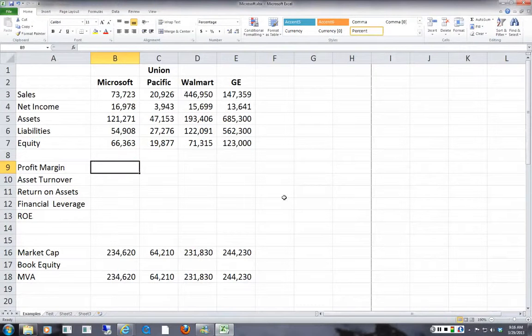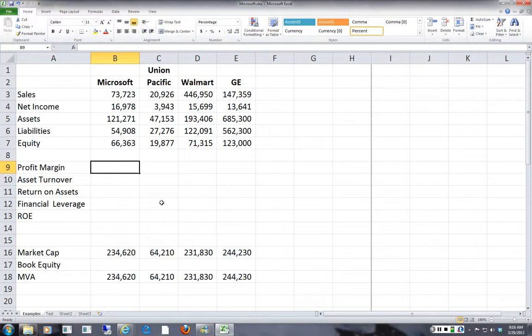I thought to begin the course, we'd just take four prominent companies: Microsoft, Union Pacific, Walmart, and GE. I've got their sales, net income, assets, liabilities, and equity all listed there. And I want to do some basic ratio analysis of these companies to show how ratio analysis really helps us understand them.